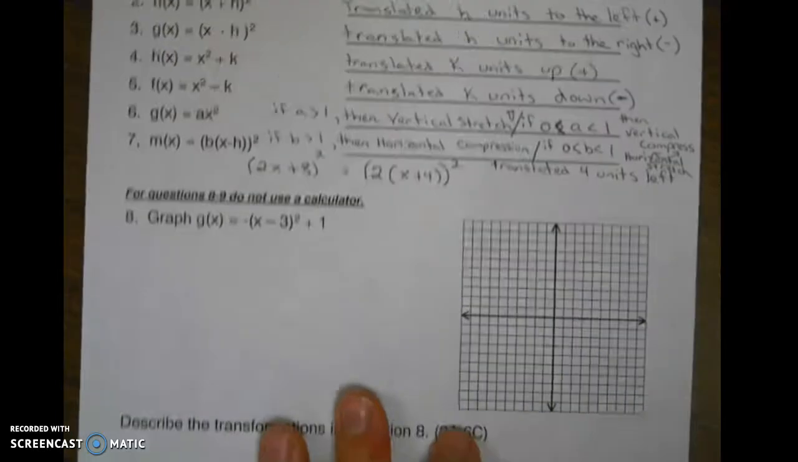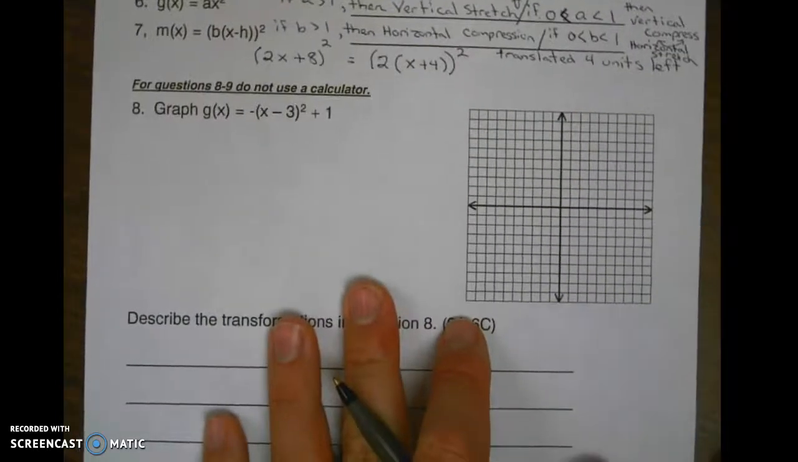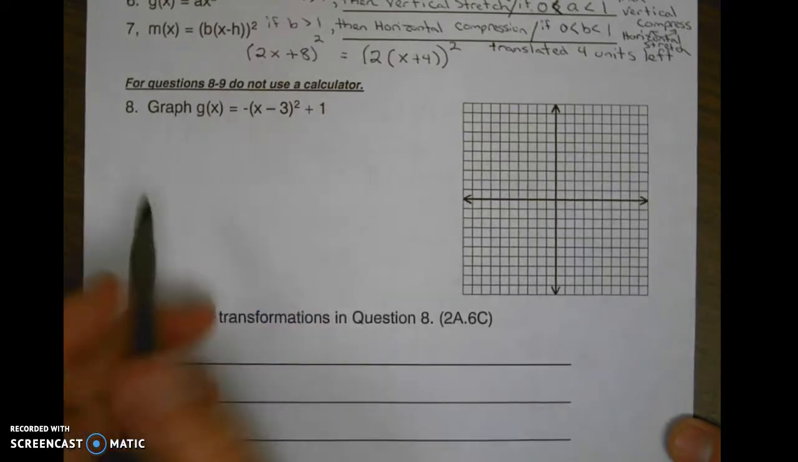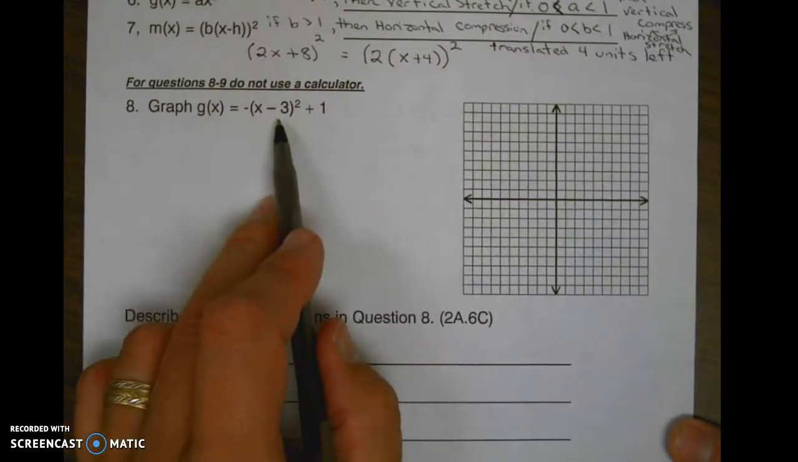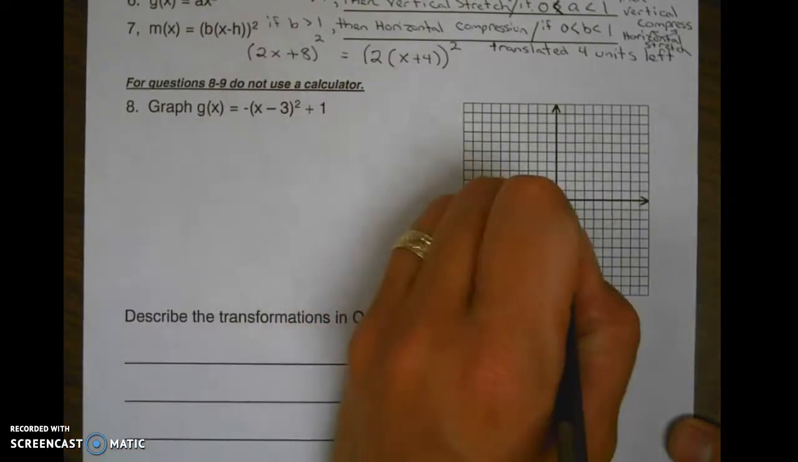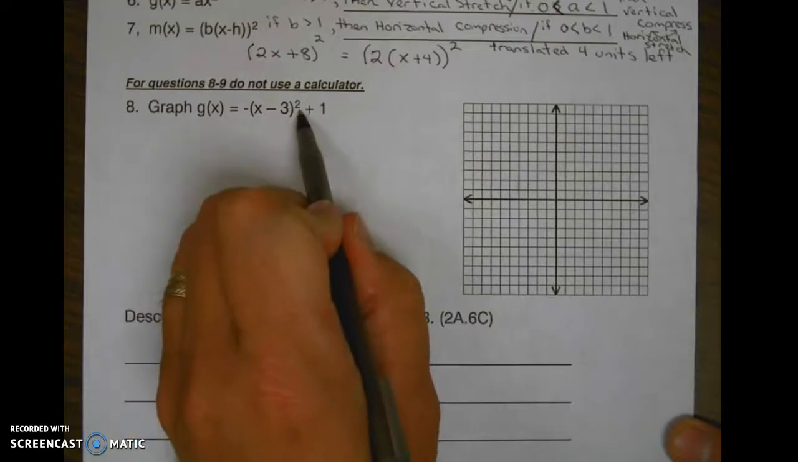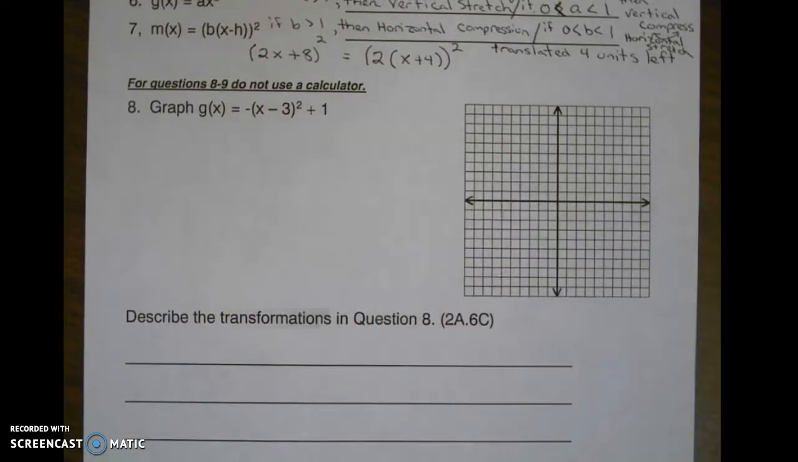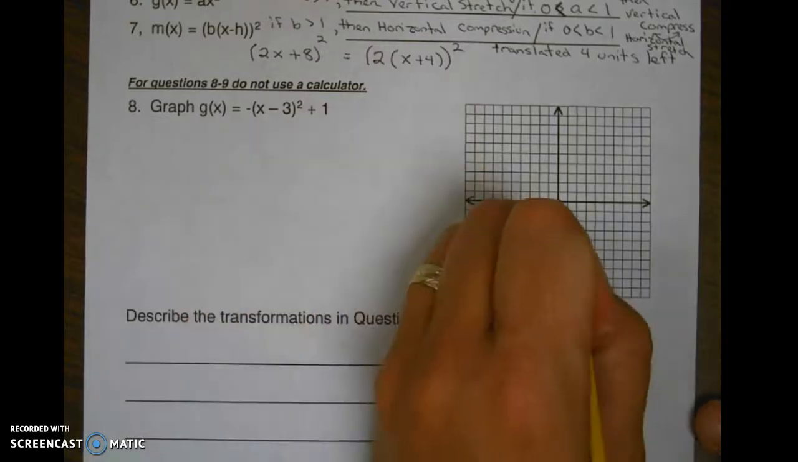So we'll be practicing that a lot more later. Let's take a look at number 8. Now it says we're not going to use a calculator. So what we need to do here is start at the parent. Remember the parent, number 1, it's quadratic. See the 2? So if I take the parent, I'm going to go ahead and use pencil.